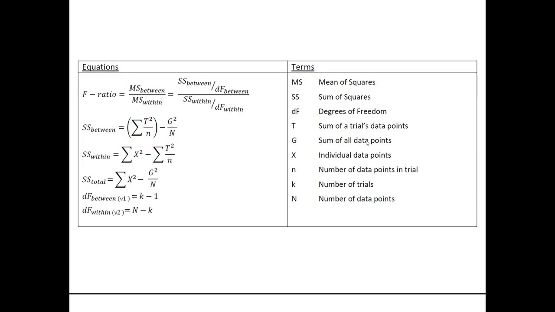G is the sum of all data points for all the groups and all the trials. X is the individual data point. N is the number of data points in a trial. K is the number of trials, and N is the number of data points. So using that, you'll be able to use these equations to calculate the F ratio.